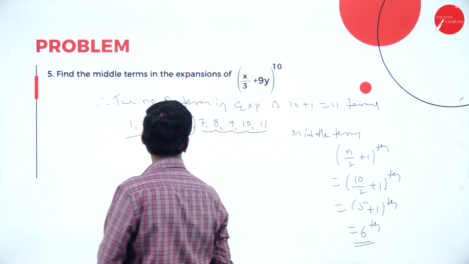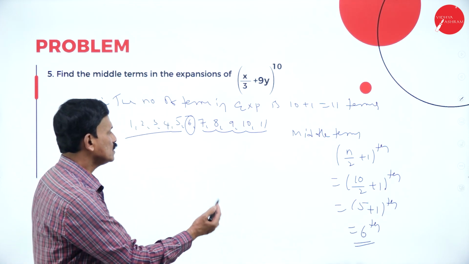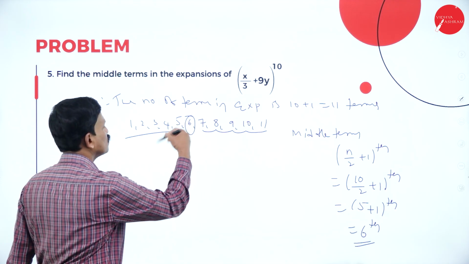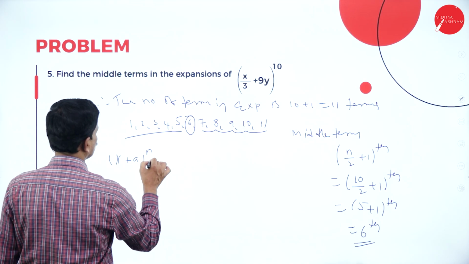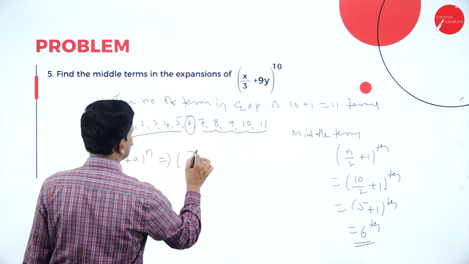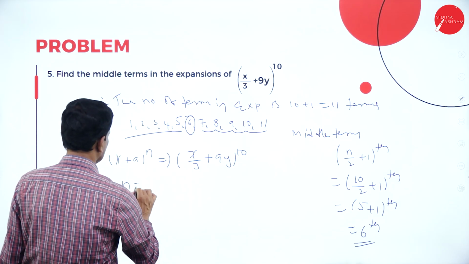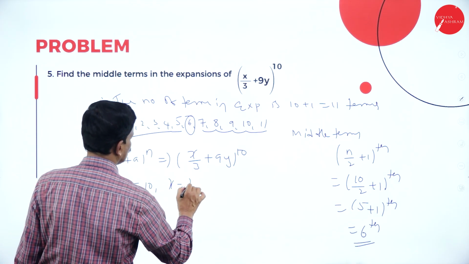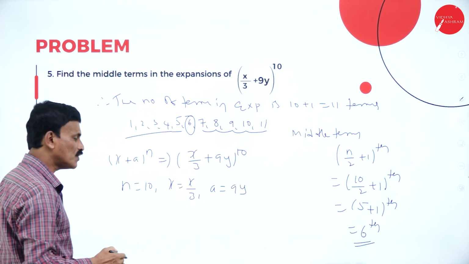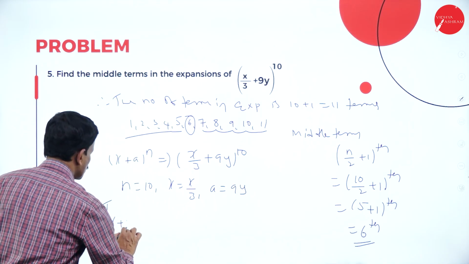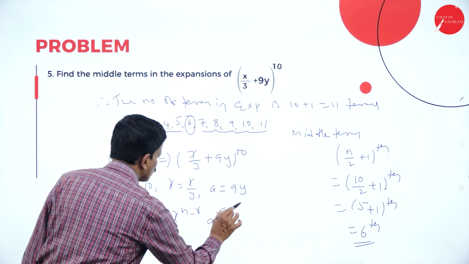So the middle term in the expansion of x by 3 plus 9y to the power of 10 is the 6th term. 6th term is the middle term. Now just compare this. Comparing with x plus a to the power of n is equal to x by 3 plus 9y to the power of 10. n is equal to 10. x is equal to x by 3. a is equal to 9y. What is the formula? The general formula is T(r+1) is equal to nCr x to the power of n minus r a to the power of r.